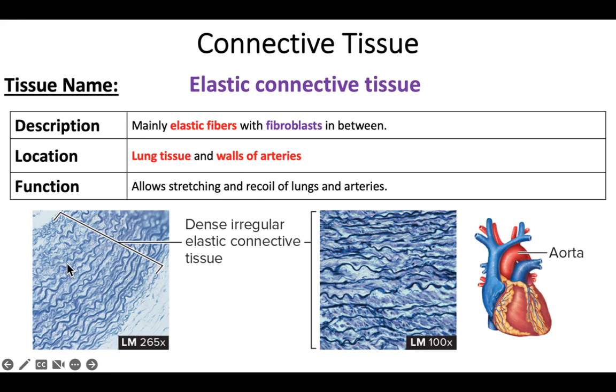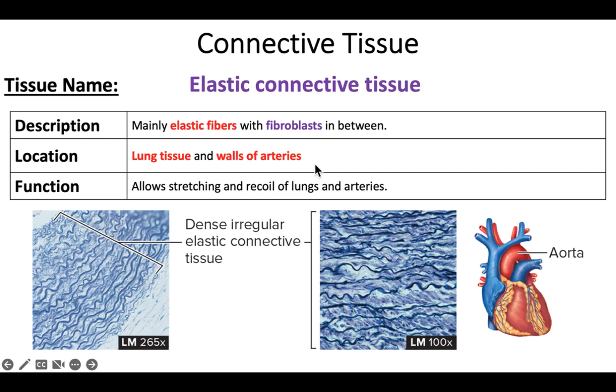And this one should make a lot of sense when you think about where you find it. Lung tissue. So when you inhale, your lungs actually stretch, and then when you exhale, they recoil, and that helps you breathe out air. So lungs have a lot of elastic connective tissue.